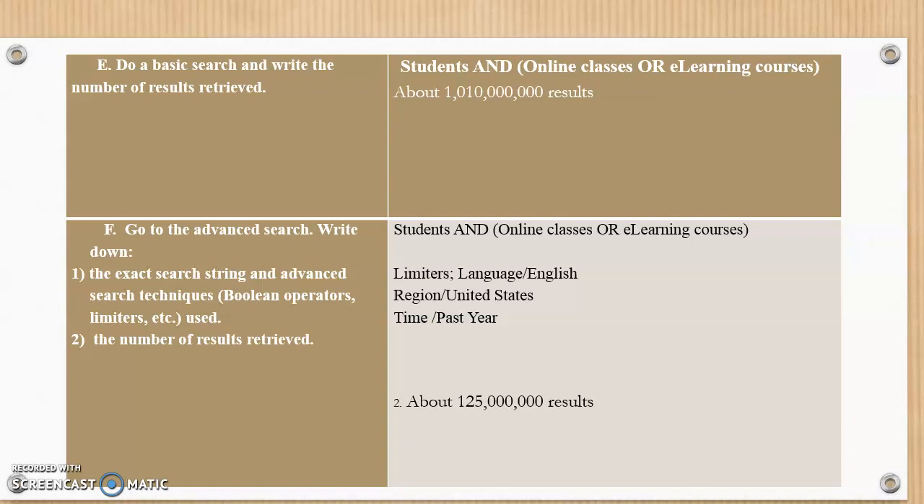Then you go to the advanced search interface in Google, and with the exact search string, I now use limiters. So I limited it by language, English, I limited by region, United States, and I limited it by time, the past year. And because I use limiters, it shrank the number of results I got for the same search string. So now my result is 125 million.